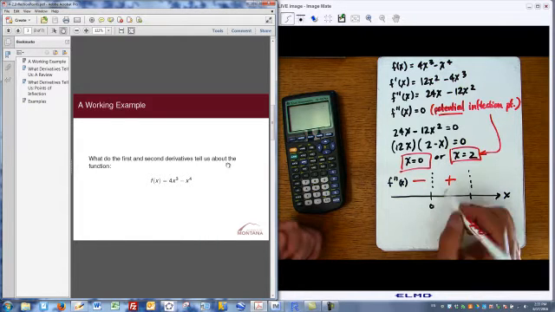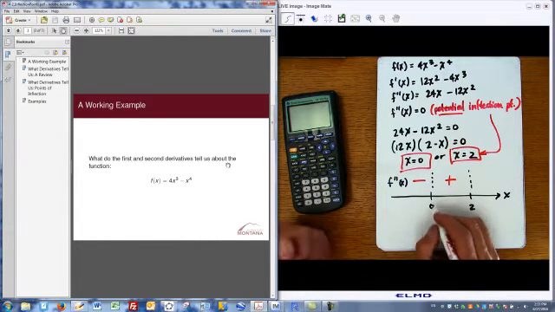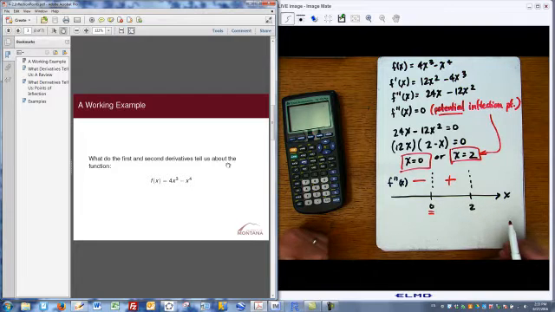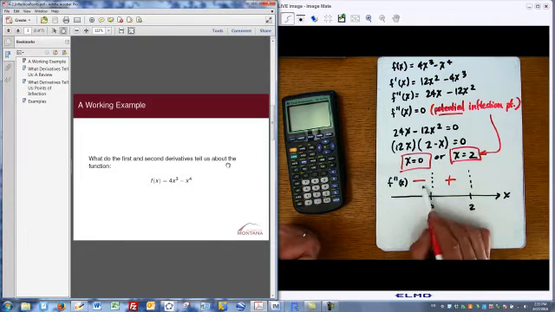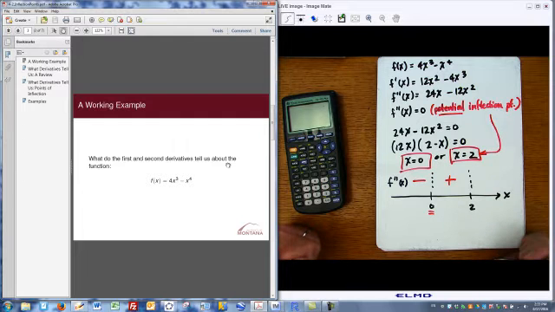Okay, so we definitely have a point of inflection at x equals 0. This one is confirmed as a point of inflection because we went from negative curvature to positive curvature, so it is an inflection point. Let's see if the same thing is true at 2.